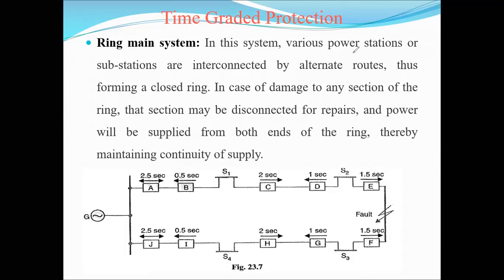If any fault occurs, the feeder may be disconnected, and there is no continuity of the supply. We give the power supply continuously only under healthy conditions. That is the radial system. That's why we go for the parallel system.